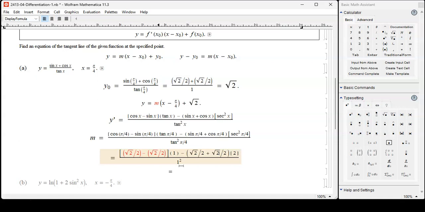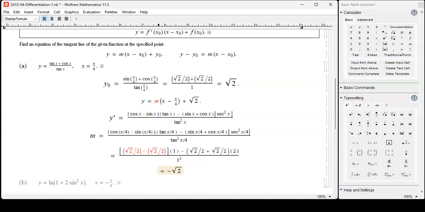Square root of 2 over 2 plus square root of 2 over 2. So that's minus square root of 2 times 2. So negative 2 square root of 2. That's my slope m, if my mental math is right. So plugging in this value, negative 2 square root of 2, right here, I'm going to get the answer.